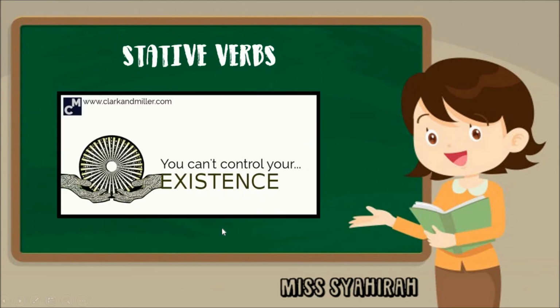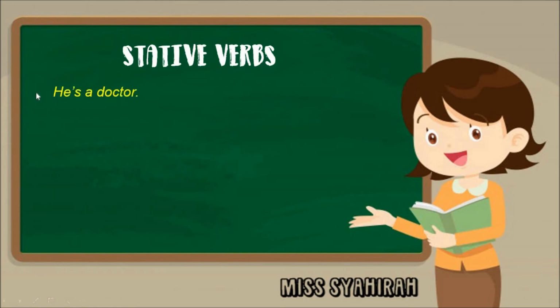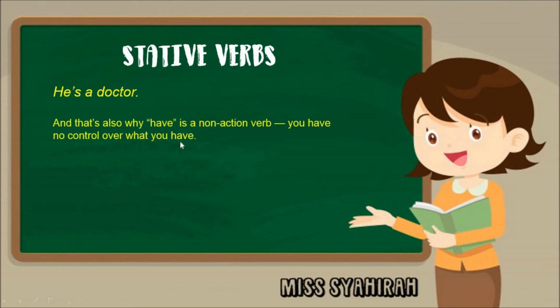Okay, next. You can't control your existence. For example, he is a doctor. Okay, this is in present simple. He is a doctor. Okay, that's it. And that's also why have is a non-action verb. You have no control over what you have. I have the most beautiful guitar in the world. You don't say, I am having the most beautiful guitar in the world. You say, I have the most.